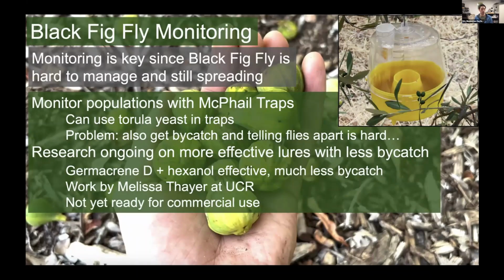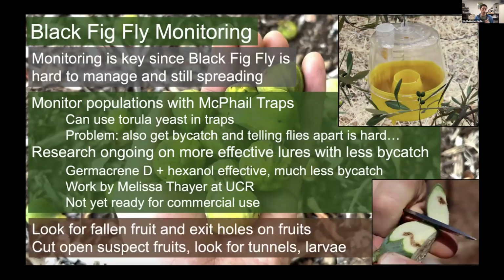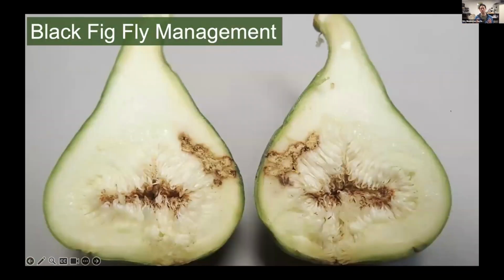So right now, Torula yeast seems to be one of the main things that people are using to try to catch and see if black fig flies are present. And again, look for those fallen fruit, look for exit holes in the fruit and cut those open, look for the tunnels and the larvae, like you can see in the picture in the bottom right here. Last thing, when it comes to management for black fig fly, again, here's another picture of what some of those tunnels might look like on the inside.